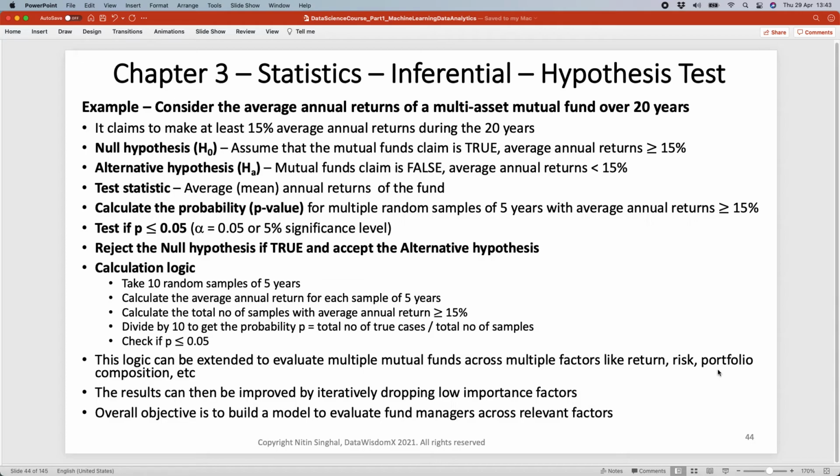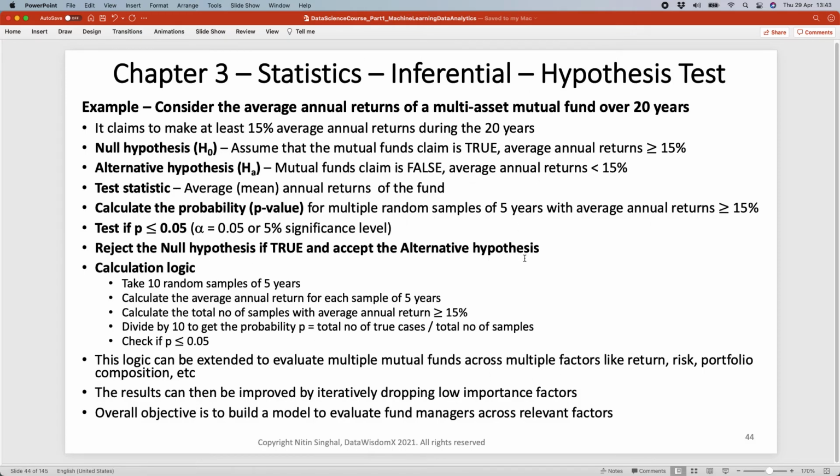Then you might also want to know what's inside the portfolio. Do they have any illiquid assets? Would they be able to sell them if required? So you can create multiple factors, and by using hypothesis testing, what you can do is iteratively use p-values and different significance levels to determine which is the best combination of evaluation parameters for multiple mutual funds.